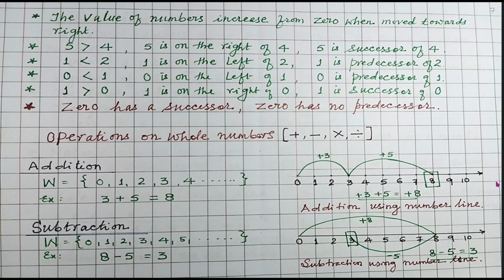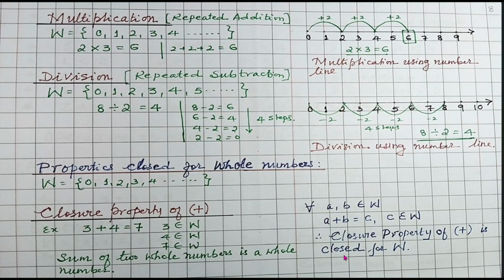If you draw a number line, the addition of 3 and 5: from 0 to 3 there is plus 3, and add plus 5, that becomes 8, and therefore plus 3 plus 5 is equal to plus 8. Now take 8 minus 5, jump to 8, then subtract minus 5, and that gives us 3, and that is how we can represent or indicate addition and subtraction of whole numbers by number line.